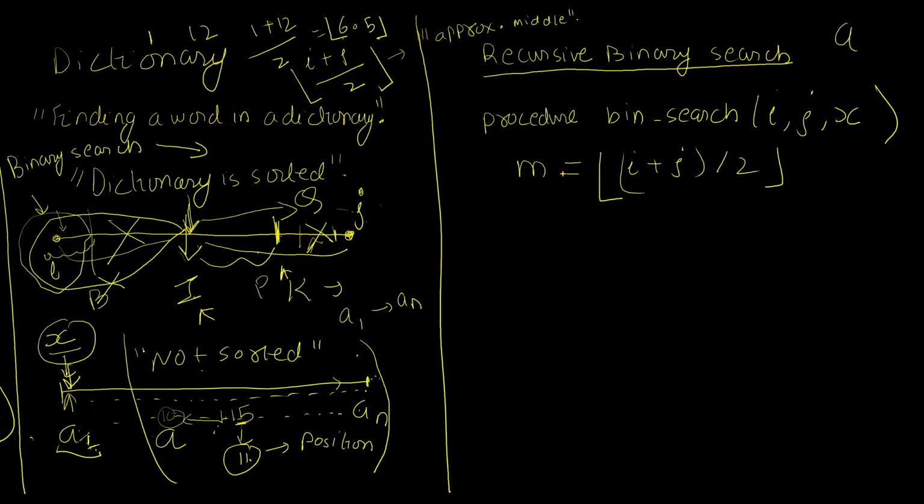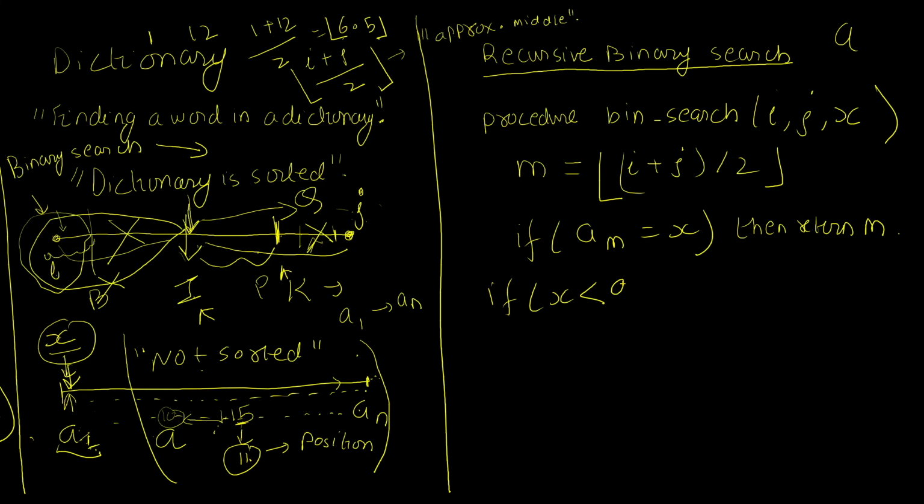I want to see if the value at the m-th position is equal to x. So I'll say: if a of m is equal to x, then I found my word in this position that I was looking for. I can simply return m. But this is very rare to happen on the first try. So what I want to do next is to figure out whether I should be looking into the left or to the right. So let me write this criteria.